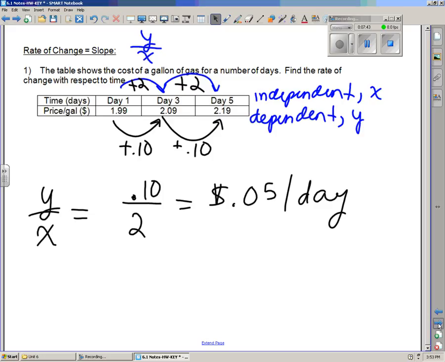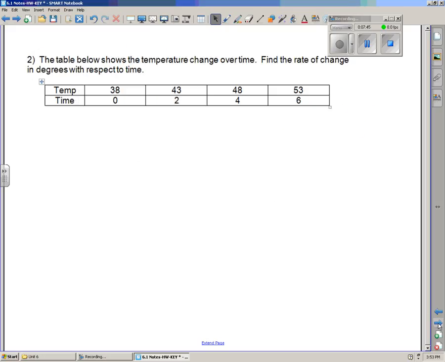Let's try it for the next one. This table shows the temperature whose change happens over time. Find the rate of change in degrees with respect to time. So in this case, the time, the independent variable, the x value, happens to be on the bottom, and the y value, the temperature, happens to be on top. And we always know that slope, rate of change, is always y's over x's.